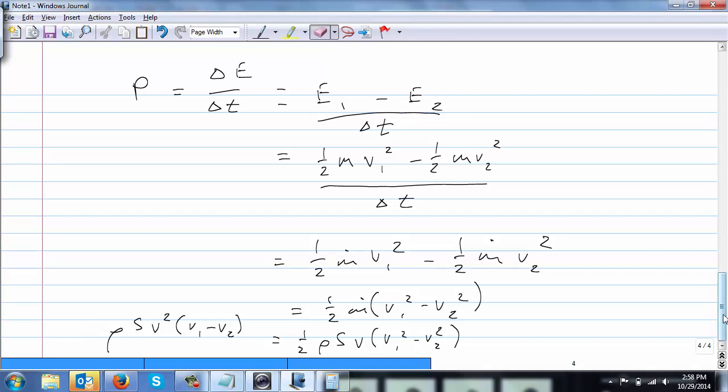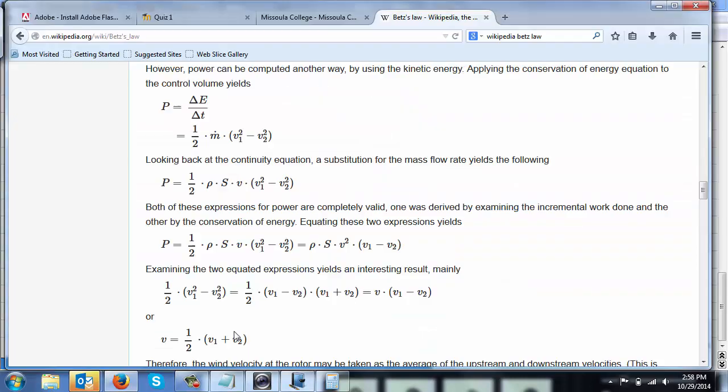Okay, so now I've got two things. Sorry, that didn't end up exactly the right place. We've got rho s v squared times v1 minus v2 equals 1/2 rho s times v1 squared minus v2 squared. And that's kind of the way to use math to your advantage, just like corner the variables. They look the same, but different. Now, just going through and solving that algebraically, this is the beautiful thing that pops up.